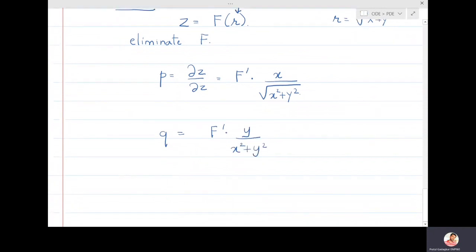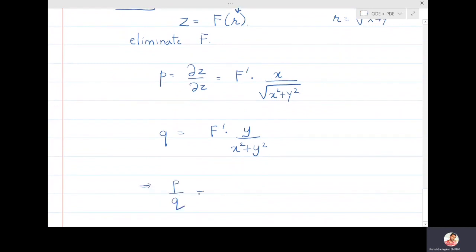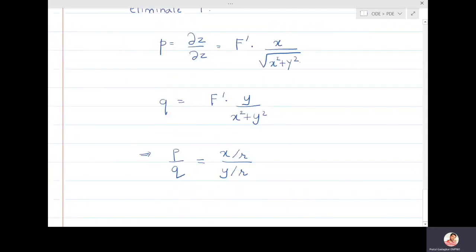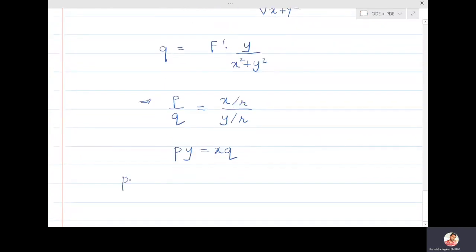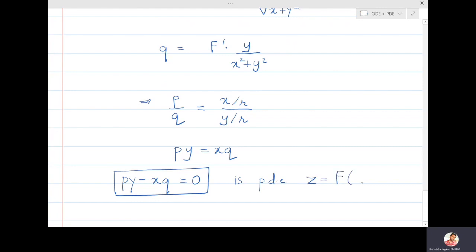Therefore, when I divide p and q, this f dash will cancel out, and will give me x upon r divided by y upon r, which equivalently means that p y is equal to x q. So this means that p y minus x q is equal to 0 is the partial differential equation which corresponds to every surface which is given of the form z is equal to f of r.